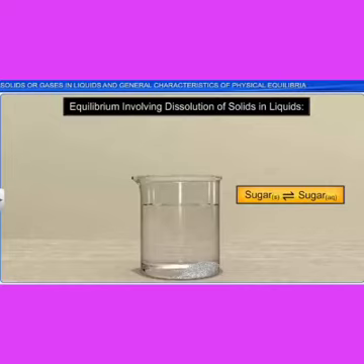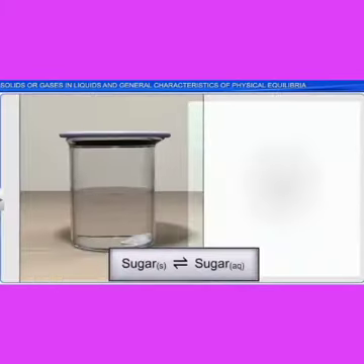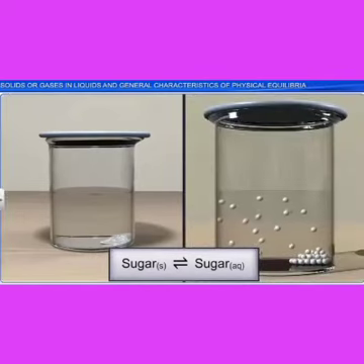Thus, at a given temperature, a solution that remains in contact with excess solute is said to be a saturated solution. In a saturated solution, a dynamic equilibrium exists between the solute particles in undissolved state and the solute particles in the solution. When the solution is kept in a closed system, the concentration of the solution and the amount of undissolved solute remain constant.